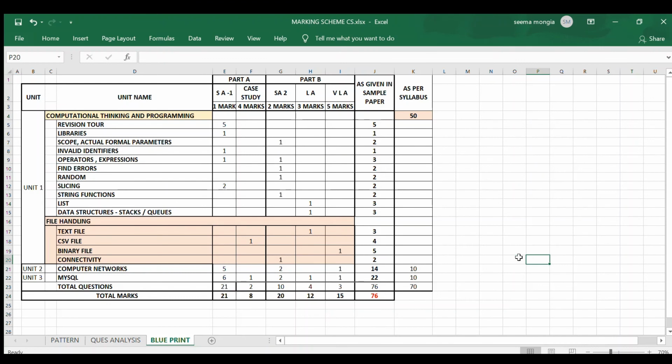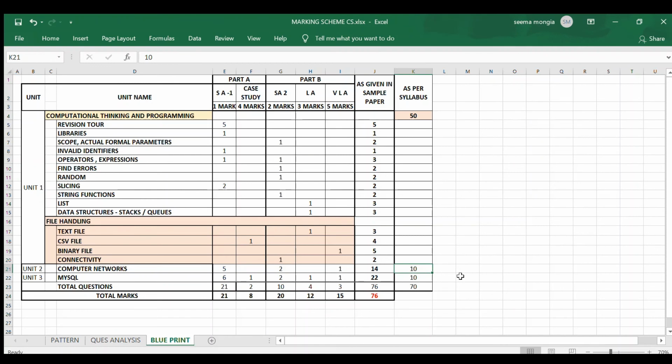Another important point is when we talk about computer networks. You can see here in computer networks, there is one 5 marker question. There are 2 questions of 2 marks each, and there are 5 questions of 1 mark each. So that comes out as 5 plus 4 plus 5. That comes out at 14 marks. But yes, CBSE says that the weightage is 10 marks.